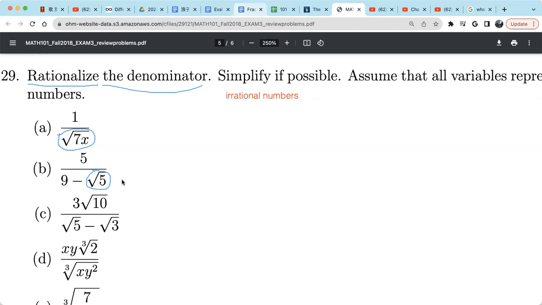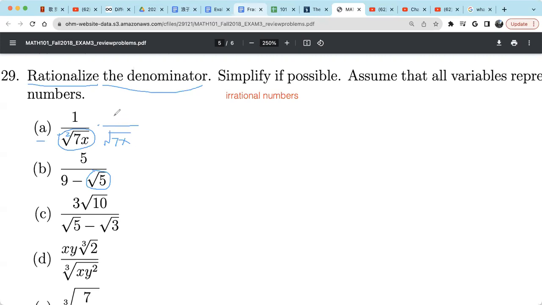A rational number is a fraction. A numerator is an integer, denominator is an integer. So basically, we want to get rid of the radical signs in the denominators. So how do we get rid of the radical signs for A? The index is 2, right? So we want to multiply by another square root of 7x in the denominator. Because we want to make square root of 7x to be square root of 7x squared. Then square and square root cancel out. Because 2 over 2 is 1.